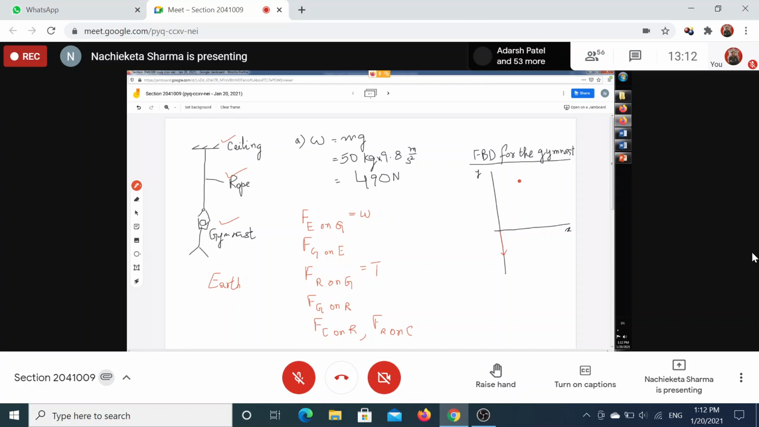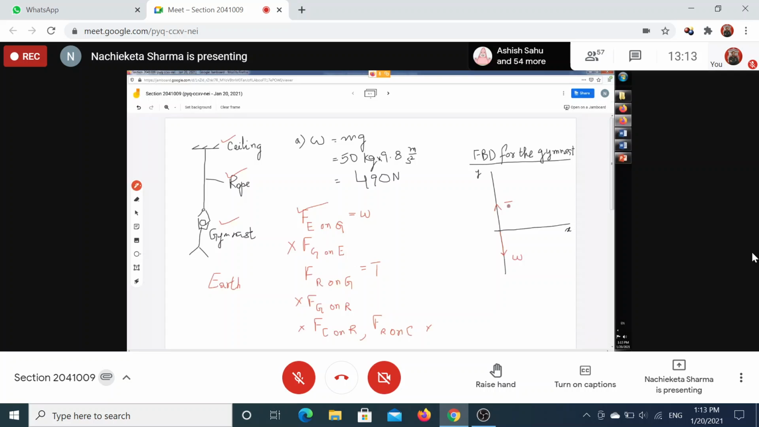Which force am I not going to include? The forces the gymnast exerts on others, I am not going to include. So I will not include the force of gymnast on earth, or force of gymnast on rope. And these two naturally don't contain the gymnast, so these two will also not be included. I will include the force of earth on gymnast, which is called W. Now the force of rope on gymnast, that also I will include. This is tension.